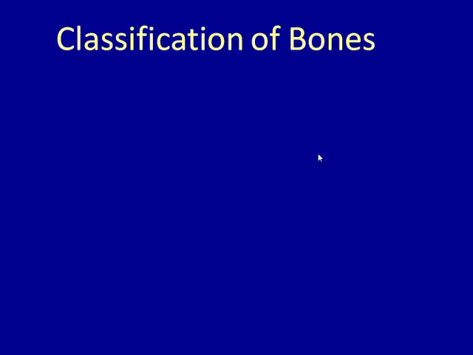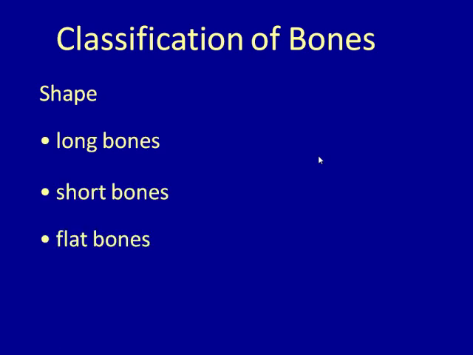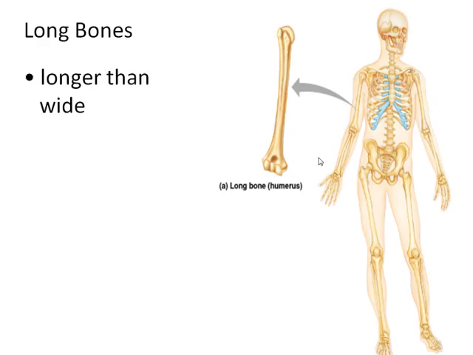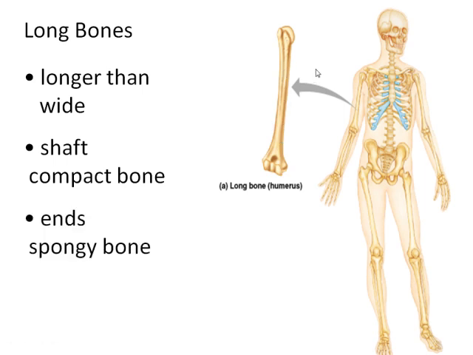Okay. Bones can also be classified based on their shape, and we have 4 classifications here: long bones, short bones, flat bones, and irregular bones. Long bones, surprise, surprise, are longer than they are wide. They have a shaft that's composed of compact bone, and the ends are spongy bone covered by a thin shell of compact bone. The bones of the arms and the legs, the fingers, and the toes are long bones.